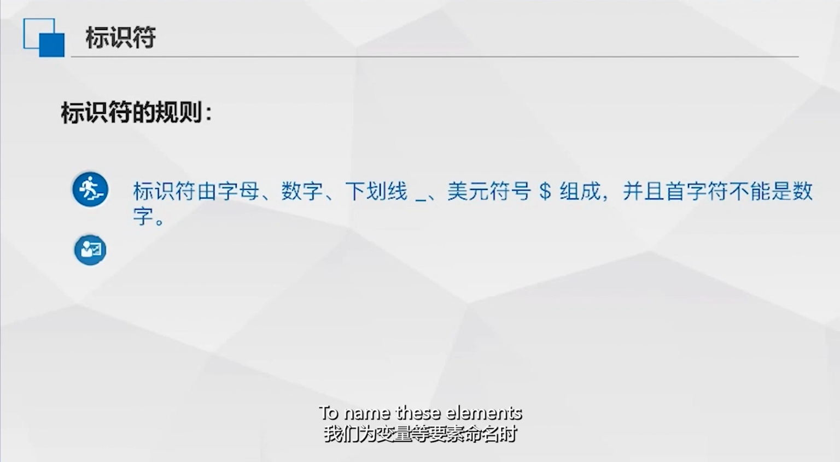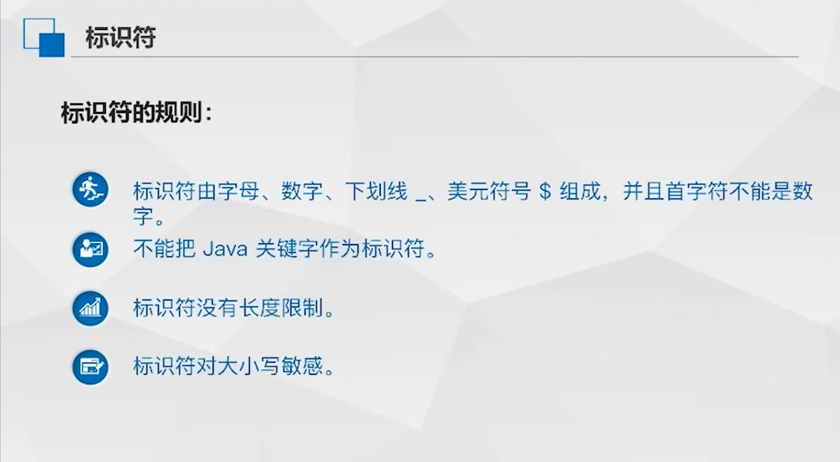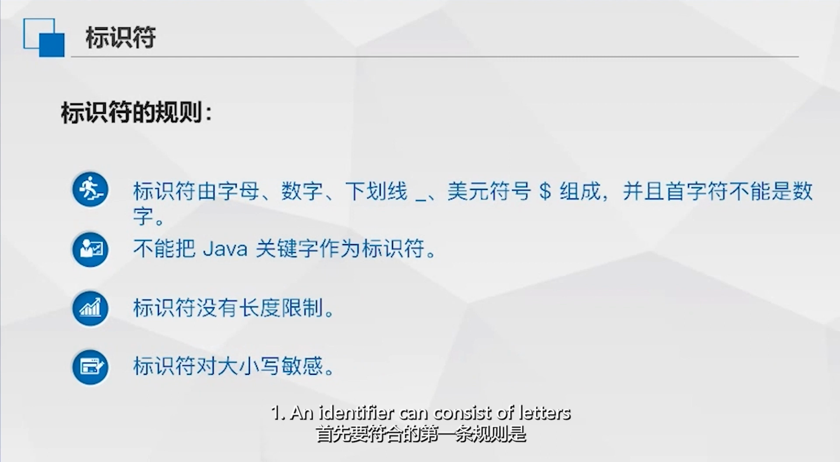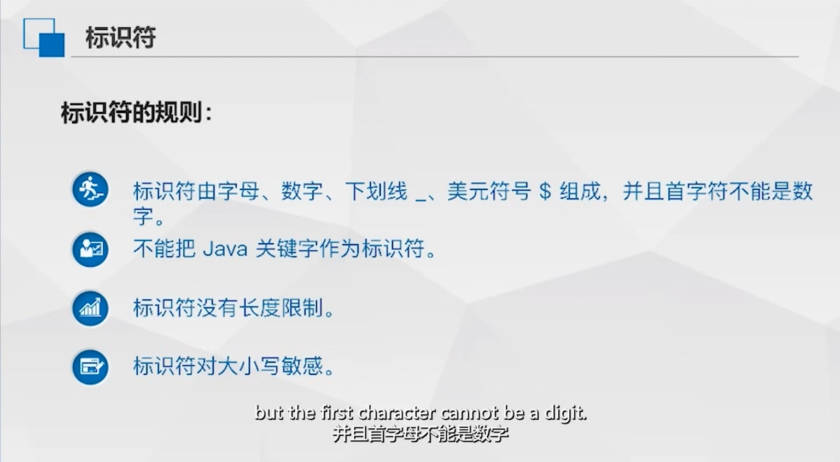To name these elements, identifiers must follow certain rules. First, an identifier can consist of letters, digits, underscores, and dollar signs. But the first character cannot be a digit.